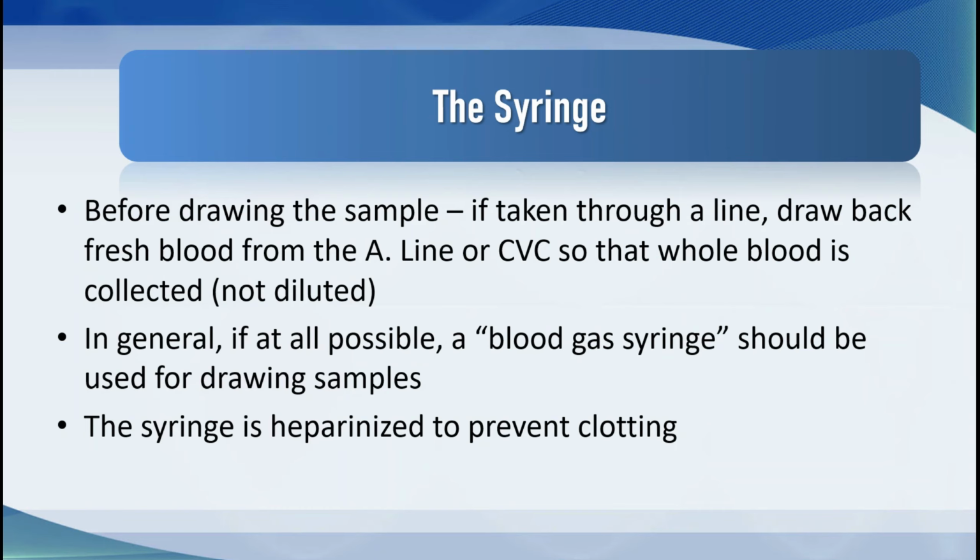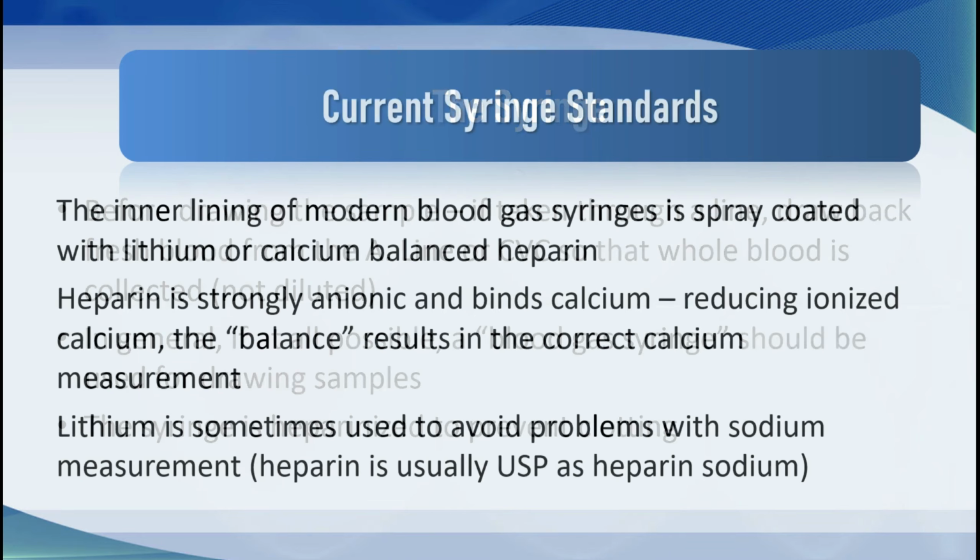Before drawing the sample, if taken through a line, draw back fresh blood from the arterial or the central venous catheter so that whole blood is collected. You do not want any dilution with the flushing solution. In general, if at all possible, please use a blood gas syringe. There are specific syringes that are provided in all hospitals that are made for collecting blood gas samples. You should not be trying to make up a syringe yourself using heparin. It's a total mess. That syringe has been heparinized to prevent clotting.